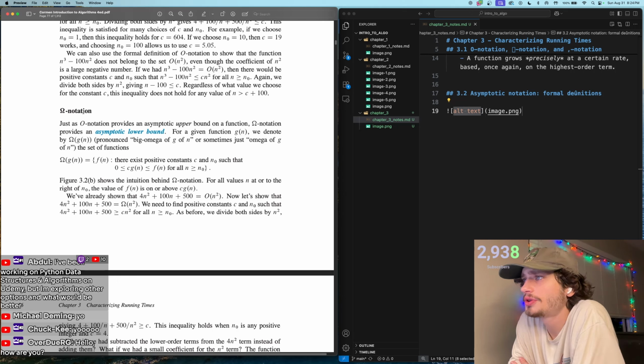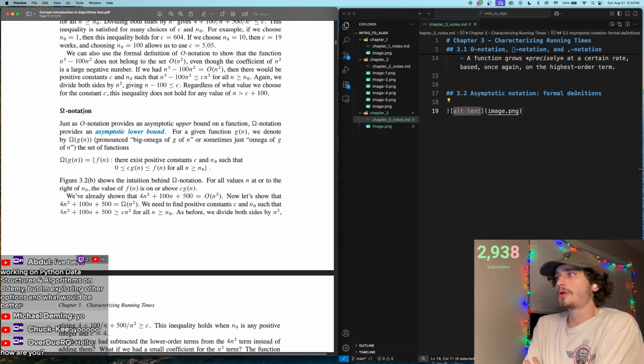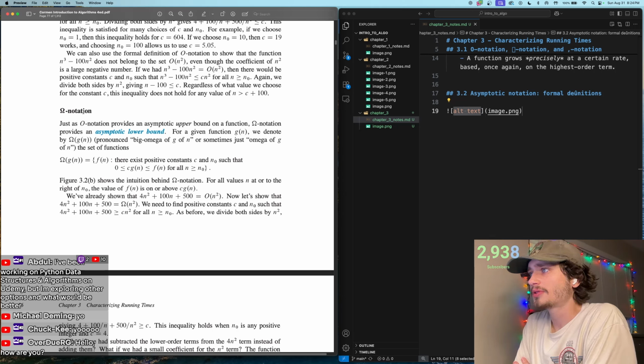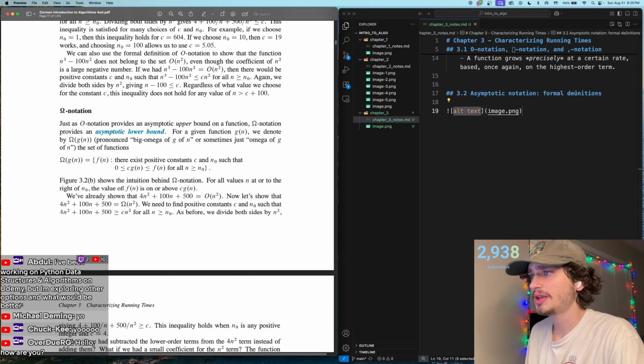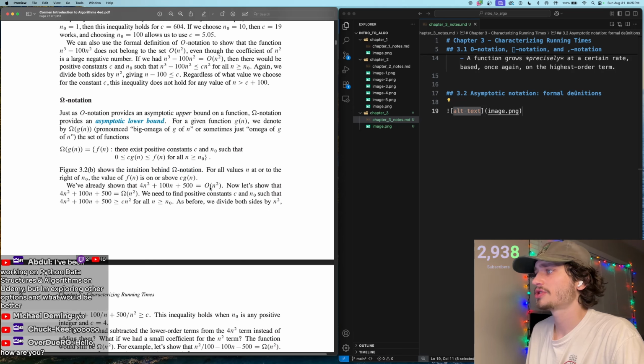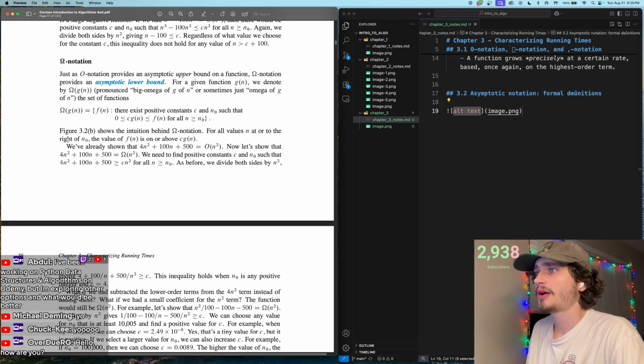Omega notation. Just as O notation provides an asymptotic upper bound on a function, omega notation provides an asymptotic lower bound. For a function g of n, we denote by omega of g of n, pronounced big omega of g of n, or sometimes just omega of g of n, the set of functions where omega of g of n is equal to the set of f of n such that there exist positive constants c and n naught such that 0 is less than or equal to c times g of n, which is less than or equal to f of n. Figure 3.2b shows the intuition behind omega notation. For all values n at or to the right of n naught, the value of f of n is on or above this constant times g of n.